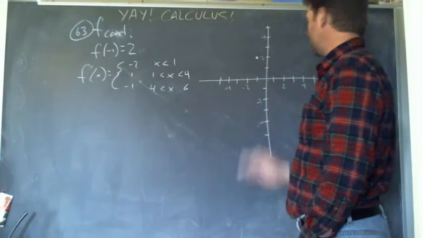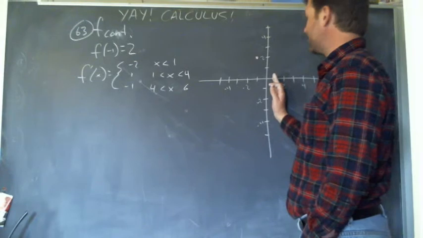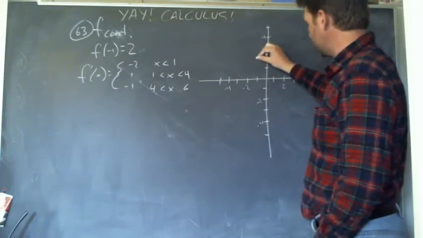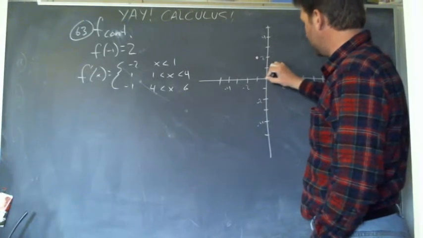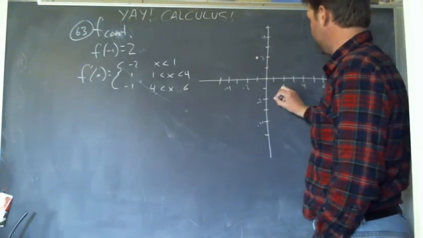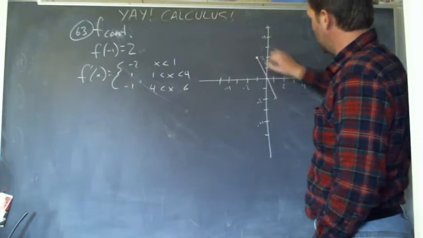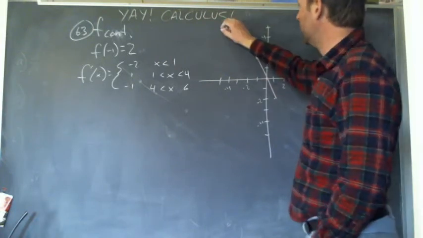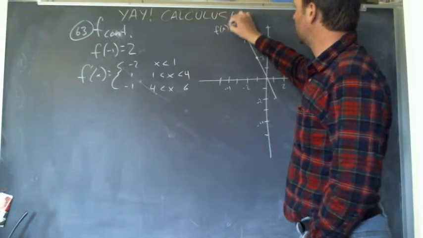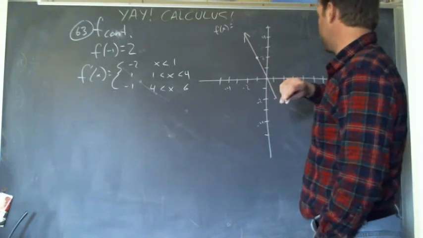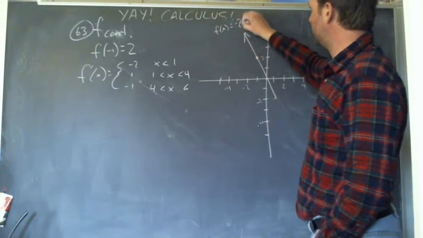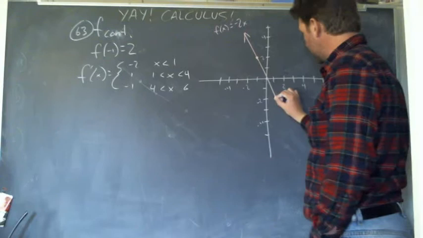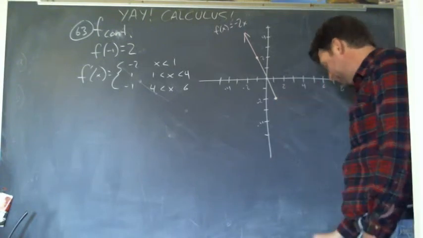For all x's less than 1, our slope is -2. So that means we drop 2 for every 1 we go over. Go over 1, we're down 2. Continue that up. This is the line y equals -2x. We go right through 0. So we're sitting here, need to be continuous, so we'll put in our point.